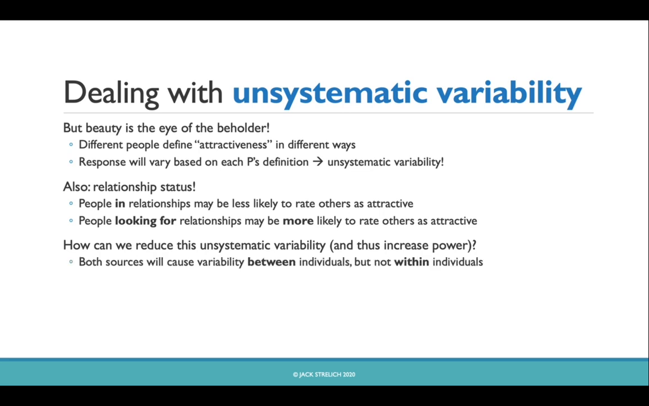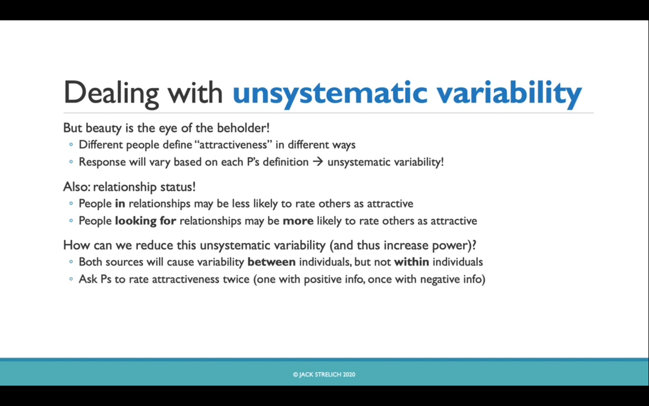Both of these sources will cause variability between individuals, but not within individuals. So, for example, no matter what a participant's definition of attractiveness is, they're going to apply that same definition to every photo that they rate. And, by the same token, no matter what someone's relationship status is, that relationship status is going to affect their ratings in the same way, no matter how many ratings they give.